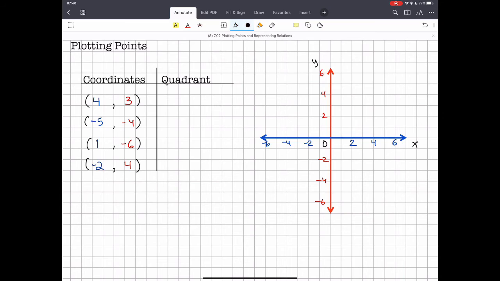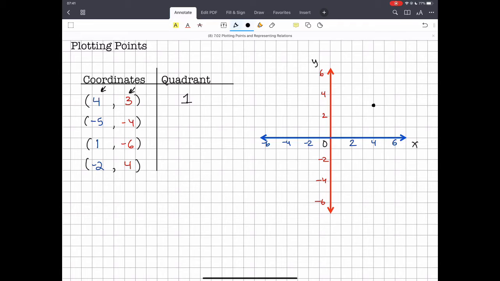Now let's plot the points. So we've got 4, 3. Both of those are positive. So I start at the origin. I go to the right over to 4 on the x-axis and then up to 3 on the y-axis, and I put my point there. And this is in quadrant 1. And I know that because the x and the y are both positive.